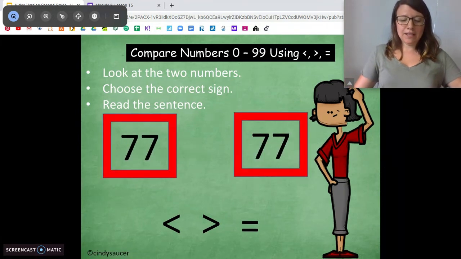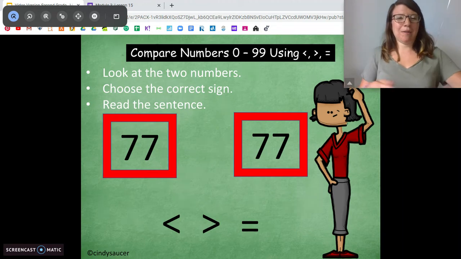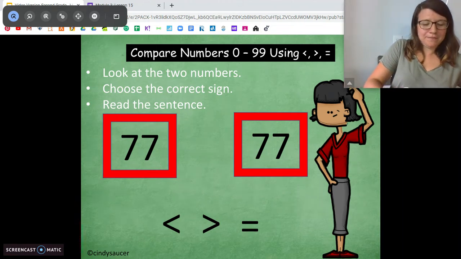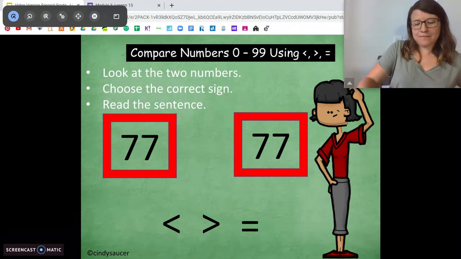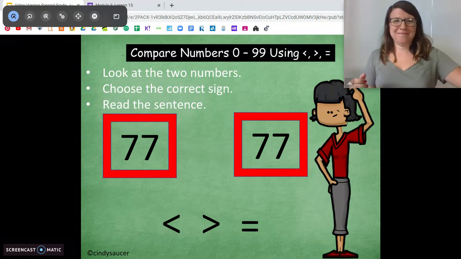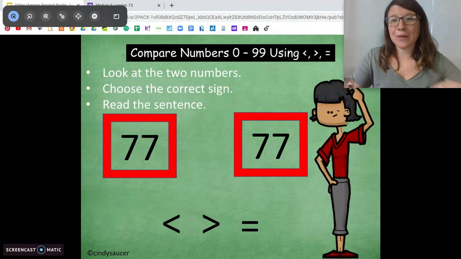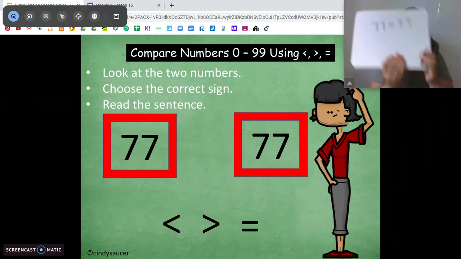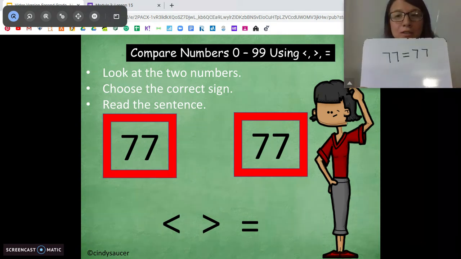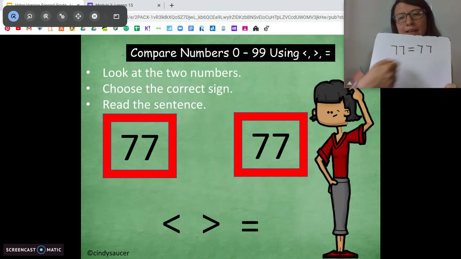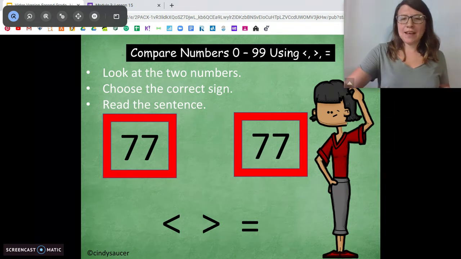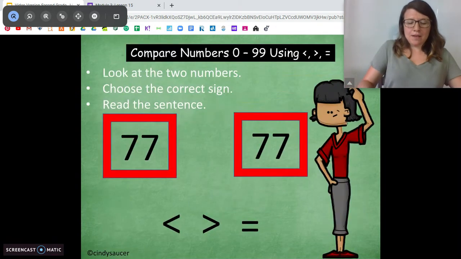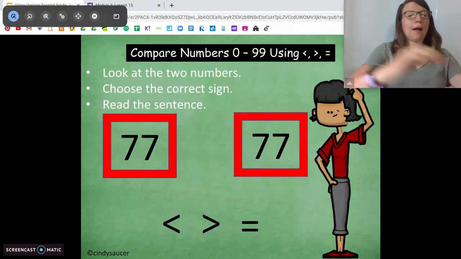All right, 77 and 77. Go ahead and compare those 2 numbers. Ready? Go ahead and read your sentence to me. Very good. 77 is equal to 77. Same number, same value, they equal each other. Excellent job. All right. Now, let's get into our problem set for today.